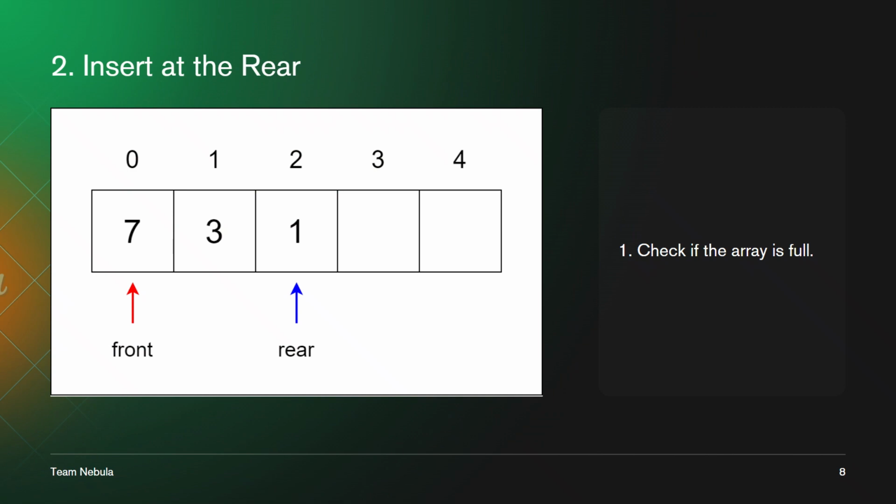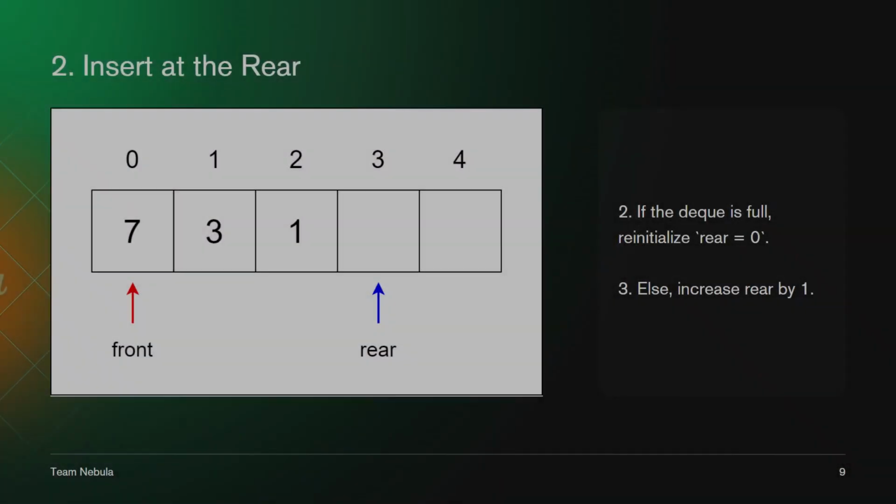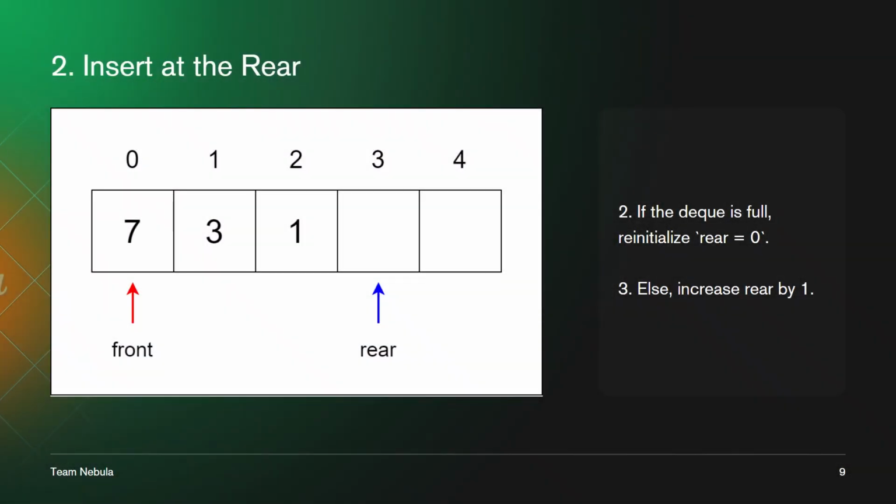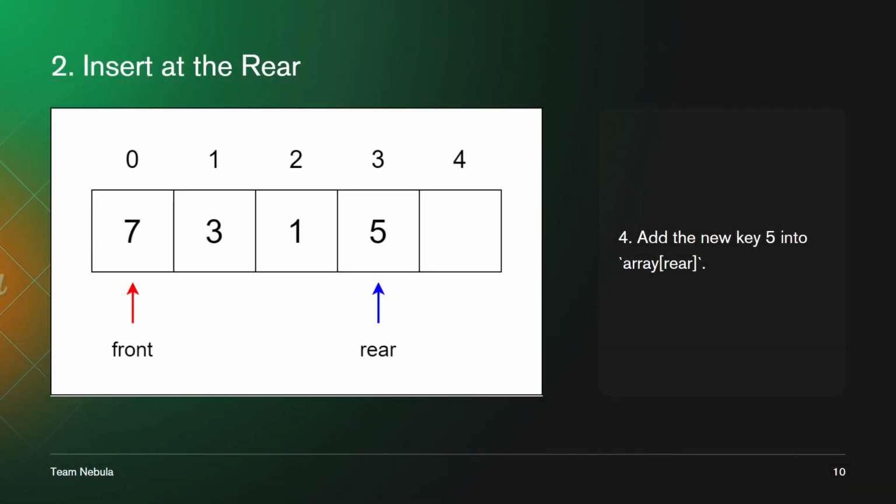Insert at the rear. This operation adds an element to the rear. Check if the array is full. If the deque is full, reinitialize rear to 0. Else, increase rear by 1. Now, add the new key 5 into array rear.